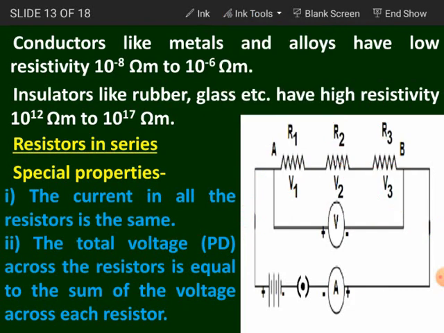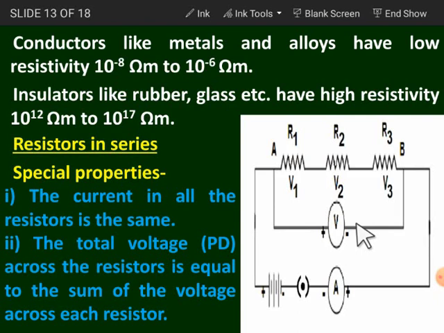These are the special properties of series connection. I am repeating again: the same current flows across different resistors connected in series. The second one is that the sum of the potential differences across different resistors will be equal to the total potential difference. Got it? Now let's try to find the equivalent resistance.